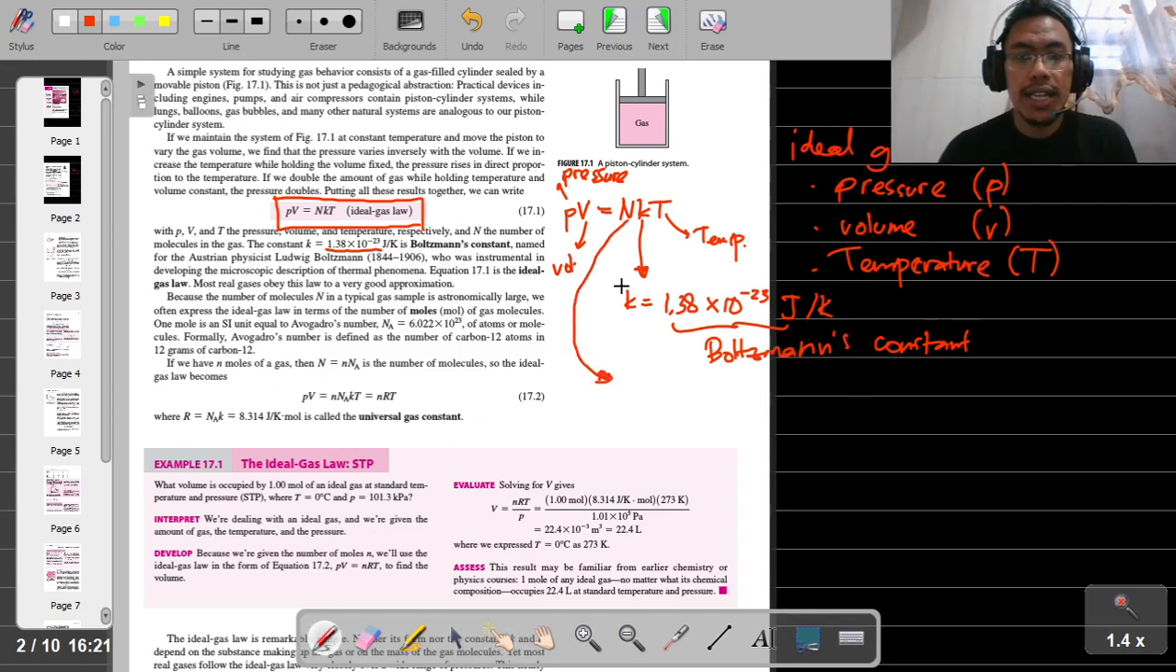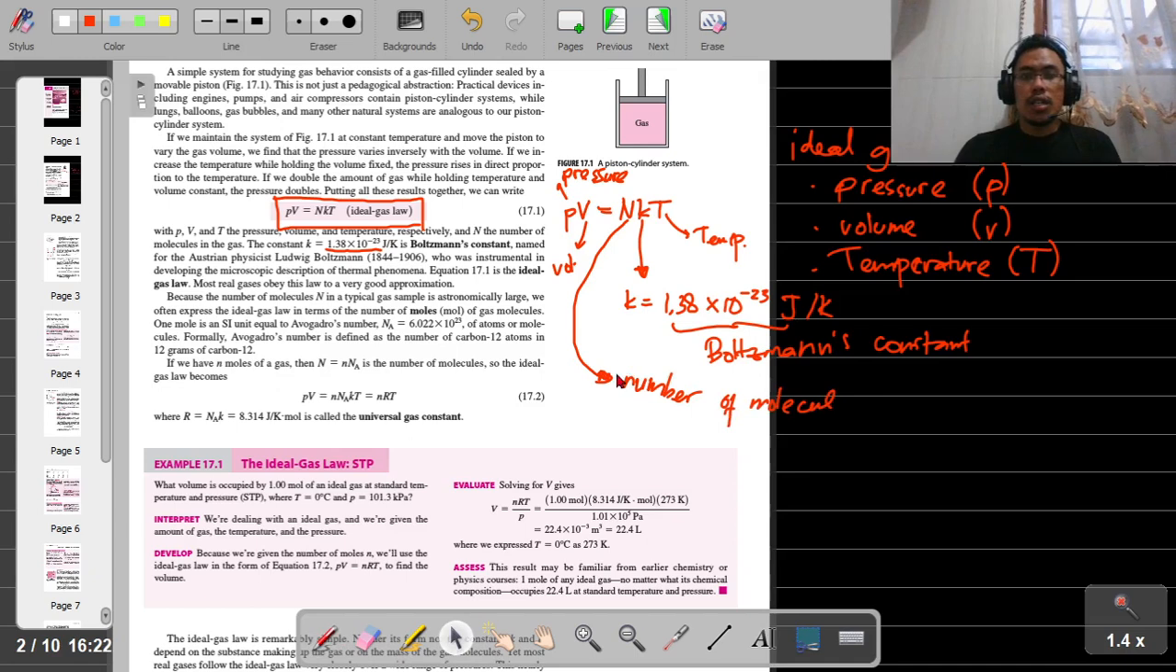Okay, and how about N? The N here is the number of molecules. As far as we know, in a very small container that contains gas, the number of molecules is so big. It can be billions, or even 1,000 billion, because it is very big.